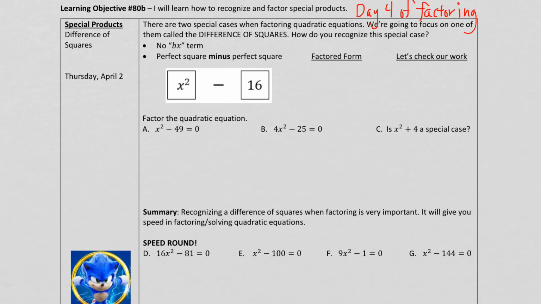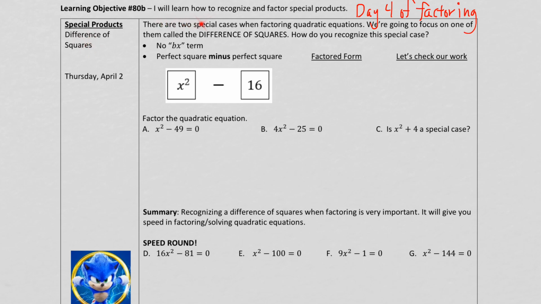Alright guys, this is now day 4 of factoring quadratics. So it's a fourth day of trying to learn this process and seeing different starting points. So today, before we go over examples, I'm going to show you one special case. It's called the difference of squares.